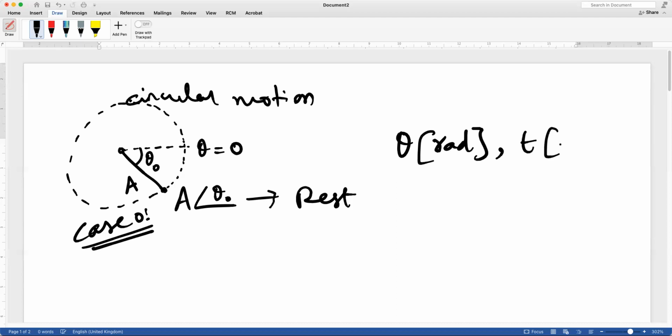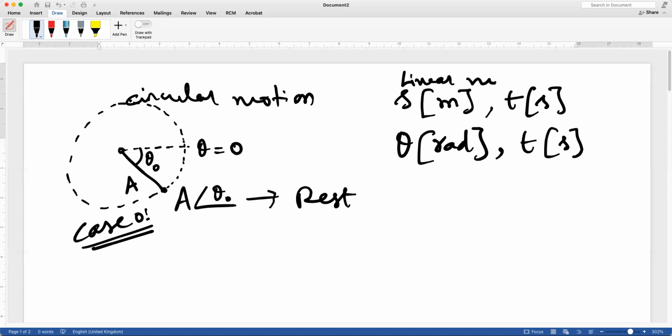These two quantities are equivalent. In linear motion, we have S in terms of meters, and time in terms of seconds. Do you see the analogy? This is linear motion, and we know these things very well. Even if the acceleration is constant, we know we need to go to the next order. You remember that, right?